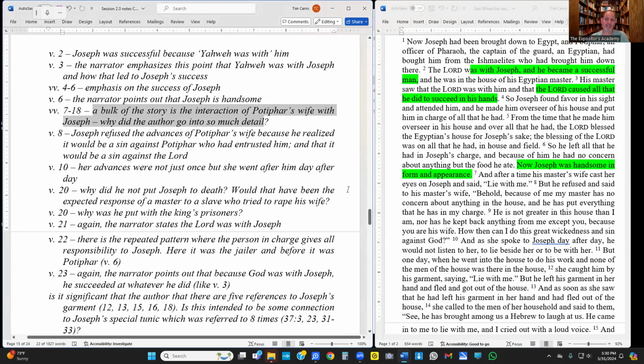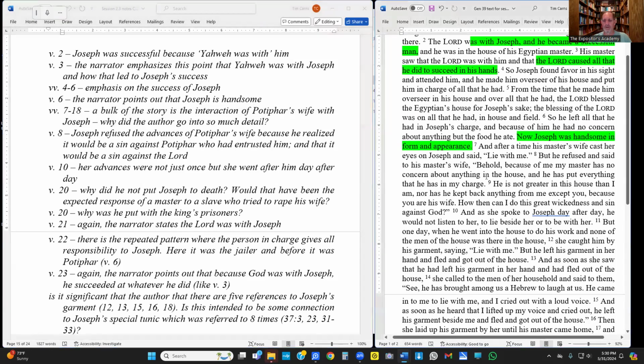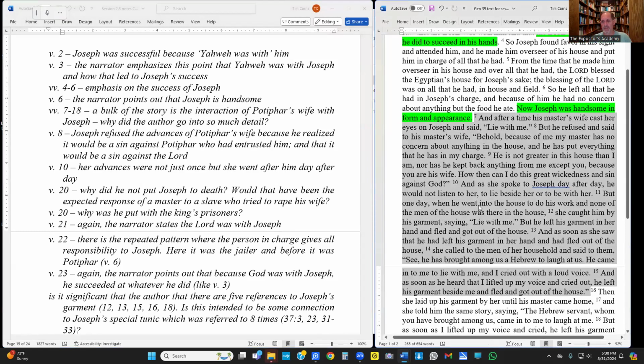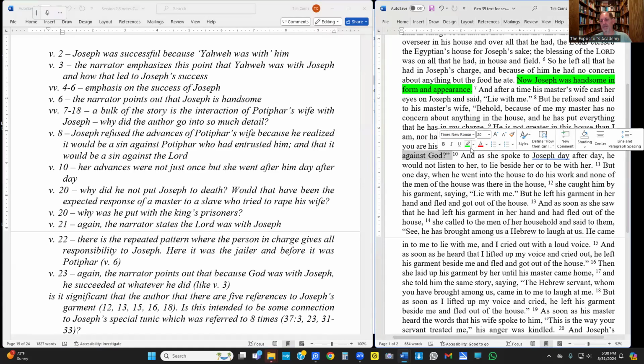And I said a bulk of the story is an interaction of Potiphar's wife with Joseph. One of the questions I had was, why did the author give so much detail about that? Because if you notice, from verse 7 all the way down, it's just about this interaction that they had and how she kept saying to lie with me, and Joseph refused. That stuck out to me. Another thing I noticed is how Joseph said, "How could I do this wicked thing and sin against God?" Even though the sin would have been against Potiphar, if he had slept with Potiphar's wife, Joseph saw this as a sin beyond just Potiphar, but against God himself.